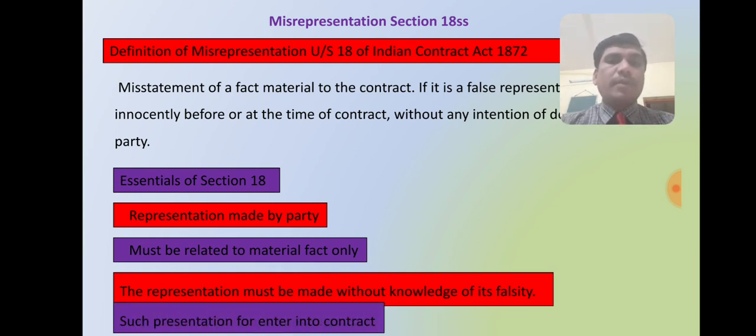And such representation is made to enter into a contract. So whatever representation is given, it is called a misrepresentation, and it should be to enter into a contract. Means there is an invitation to other parties to come into a contract. So this is section 18 where misrepresentation is defined.